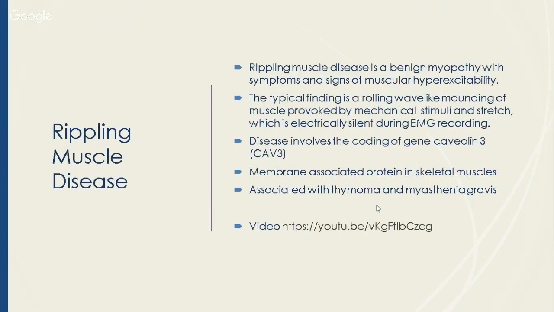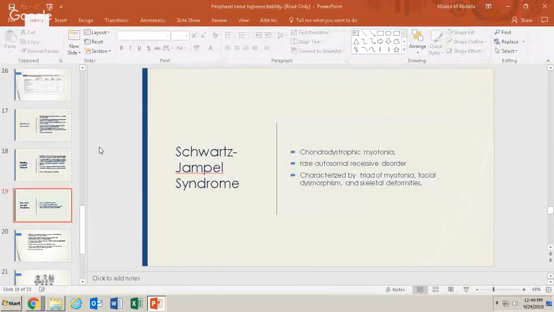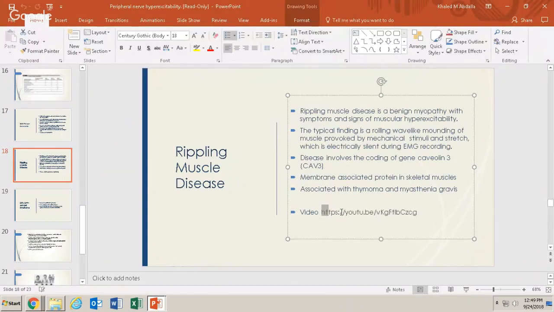The other one, which I found really interesting, was rippling muscle disease, which I thought maybe they should have called rolling muscle disease. It's because the muscle itself, when you percuss it, will start rolling. I was not able to put the video here, but let me just put the link. It's really interesting.